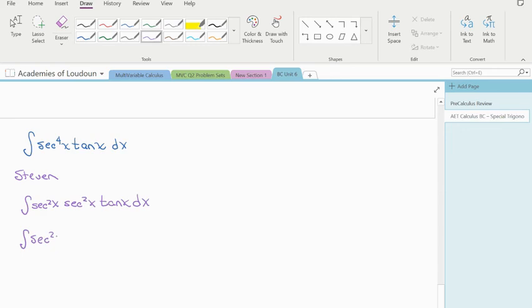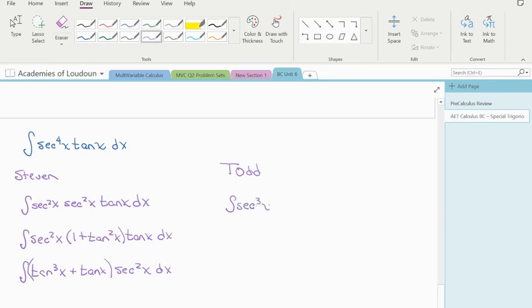And then convert, so secant squared x becomes 1 plus tangent squared x times tangent x dx, or tangent cubed x plus tangent x times secant squared x dx. And I'd like you to go ahead and finish integrating that one. If we do this using the Todd rule, we'll have secant cubed x times secant x tangent x, and I'd like you to go ahead and integrate that one and see what the difference is between your two final solutions.